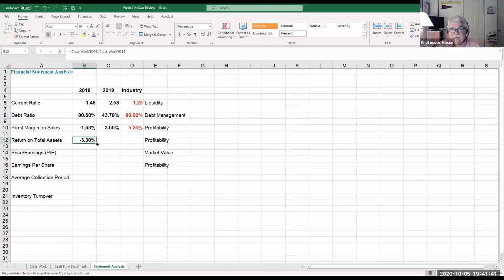Slide it over for 2019, 7.21%. Not bad. Our assets are returning 7.21% of our money. For every dollar invested in assets, it's returning a profit of a little bit over 7 cents. Industry average, oops, not 6, it's 9. 9% is the industry average.